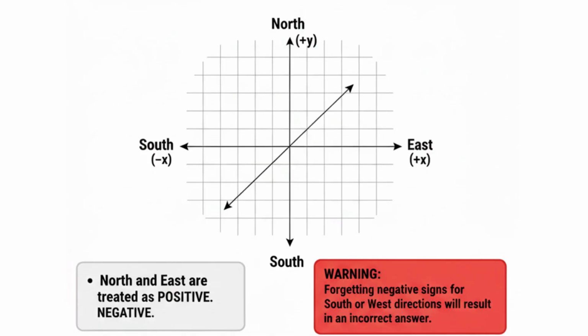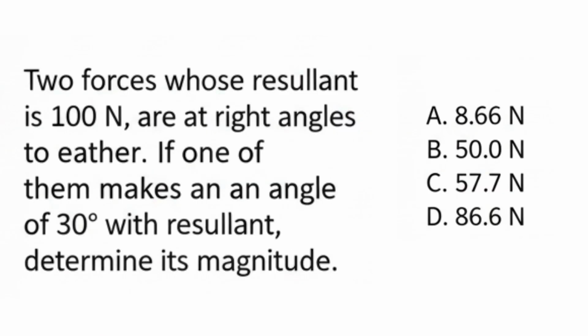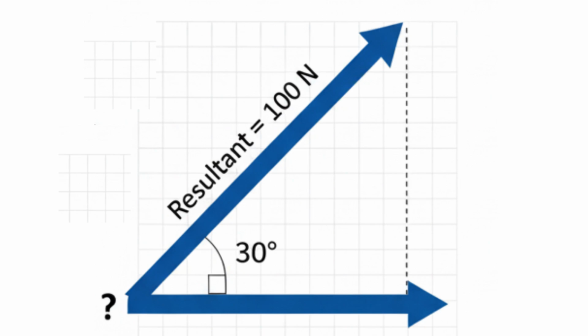Alright, you ready for another one? This JAMB question kind of flips the script. This time, they give you the answer, the 100 Newton resultant, and you have to work backwards to find one of the original forces that made it. The second you read the words, at right angles, a little alarm should go off in your head that says right-angled triangle. The key to everything is to draw it. The two forces are the two shorter sides. The 100 Newton resultant is the long side, the hypotenuse, and you've got your 30-degree angle. Once you have that picture, the problem almost solves itself.